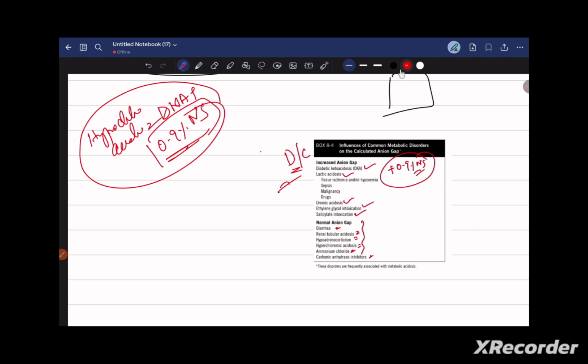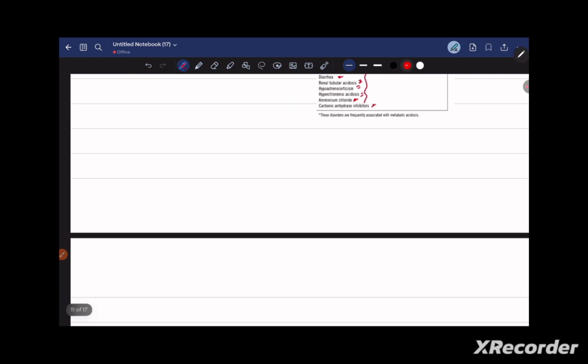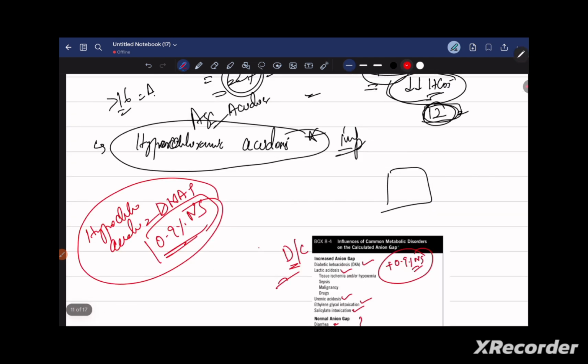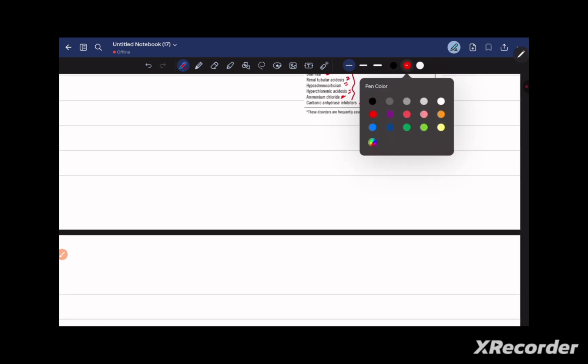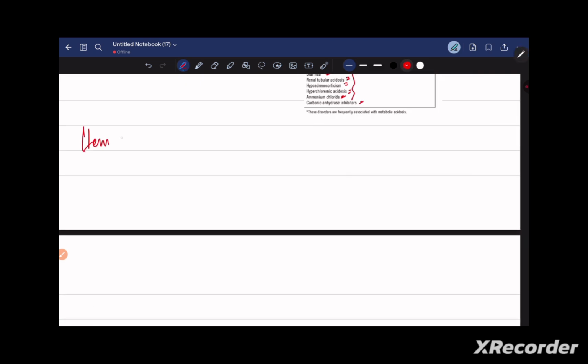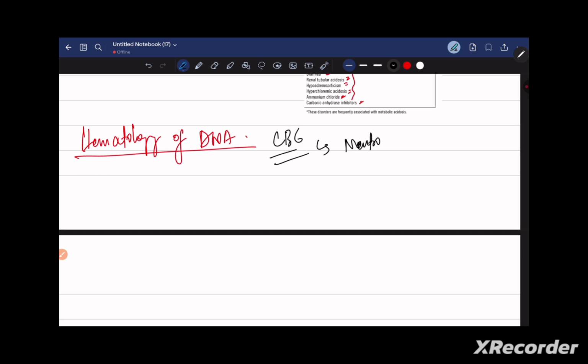So this is regarding the serum parameters, what happens to the serum parameters in DKA. Now we will discuss what happens to the hematology of a DKA patient. You send the blood sample to the lab and get the CBC. In the CBC you will see neutrophilic leukocytosis.